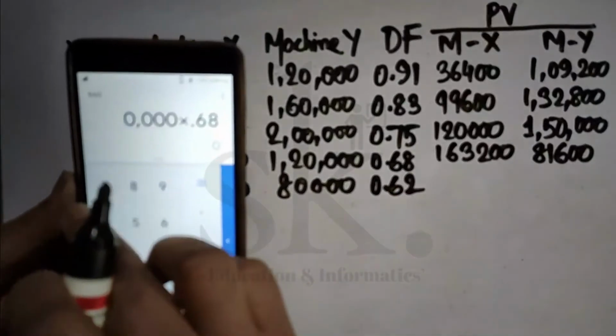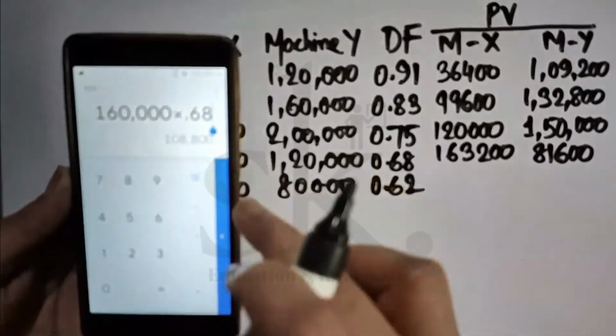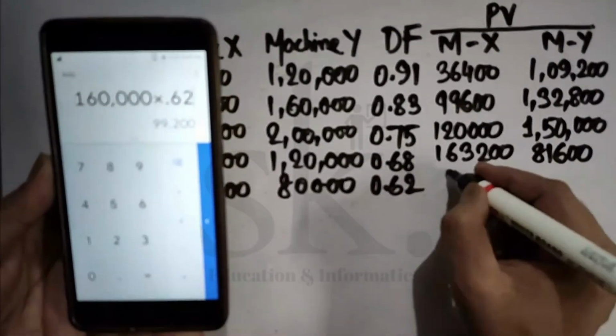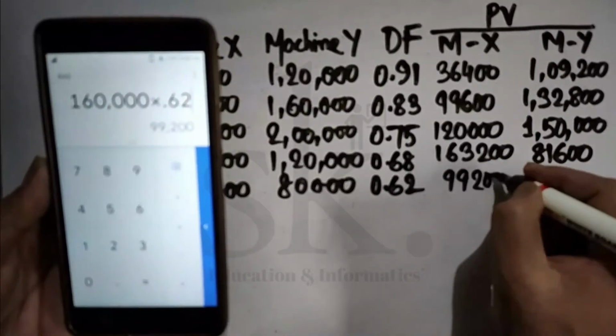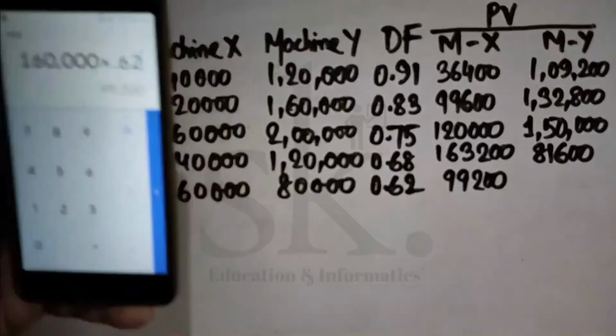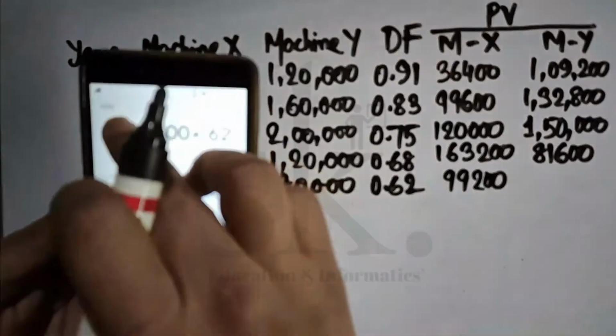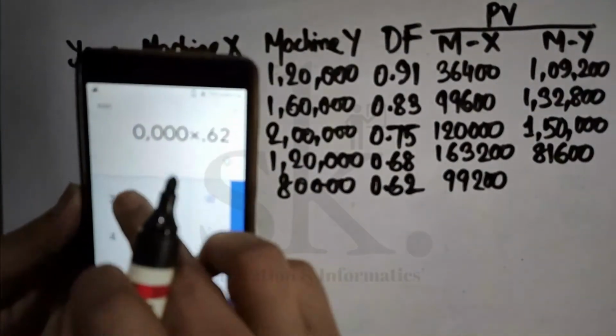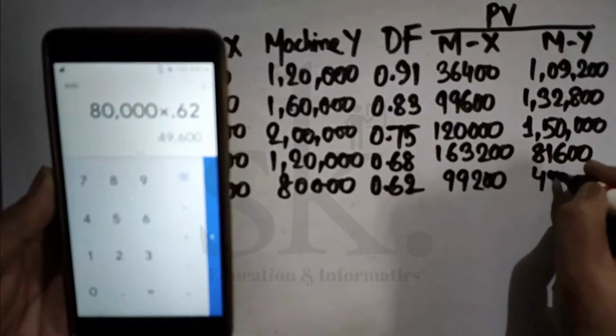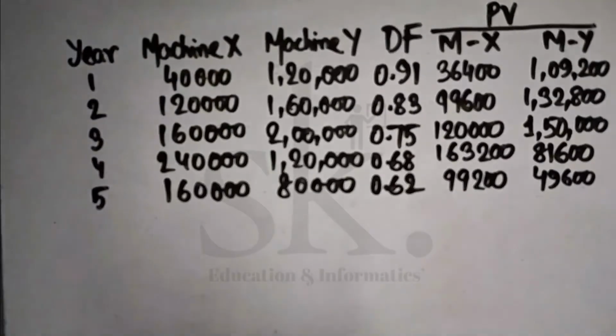1,60,000 into 0.62, it's coming 99,200. And for the other part it's 80,000 into 0.62, so I change it to 80,000 into 0.62, which is 49,600. So we got the present value.